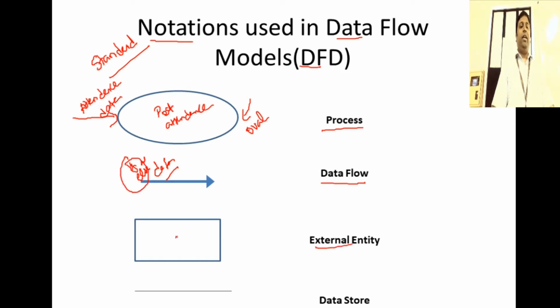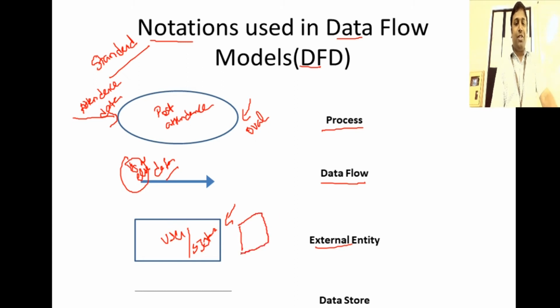External entity, it can be a user who is using the system. It can be another system that's sending in the data, right? So the external entity is referred using a box. Mostly it's not a rectangle, it's a square-shaped box. You put the name of the entity inside, say it's a user, you give user, and then you connect that to a process.